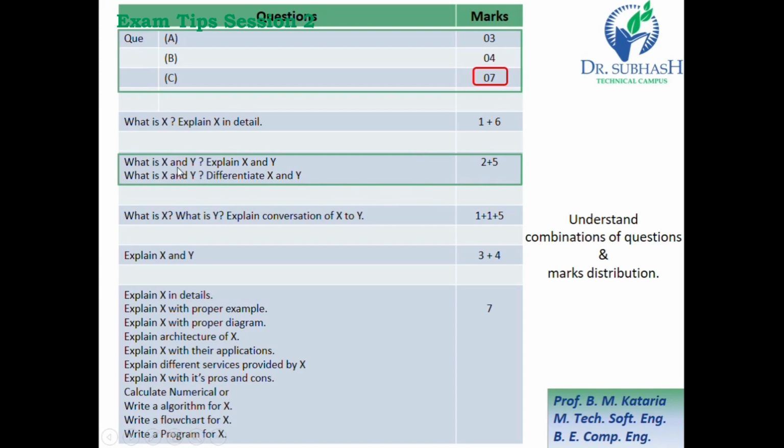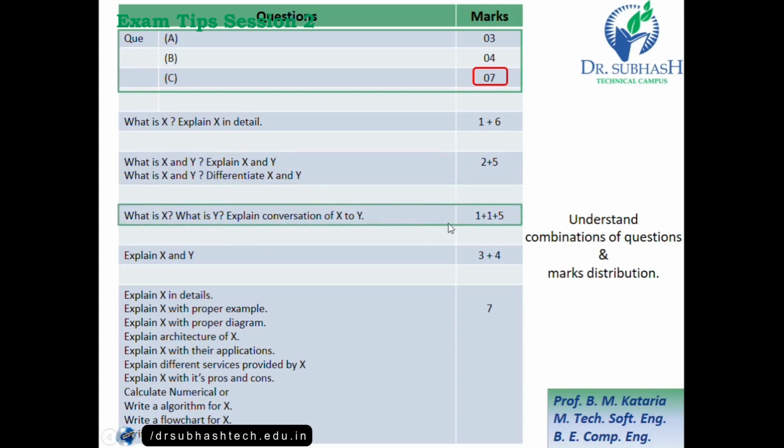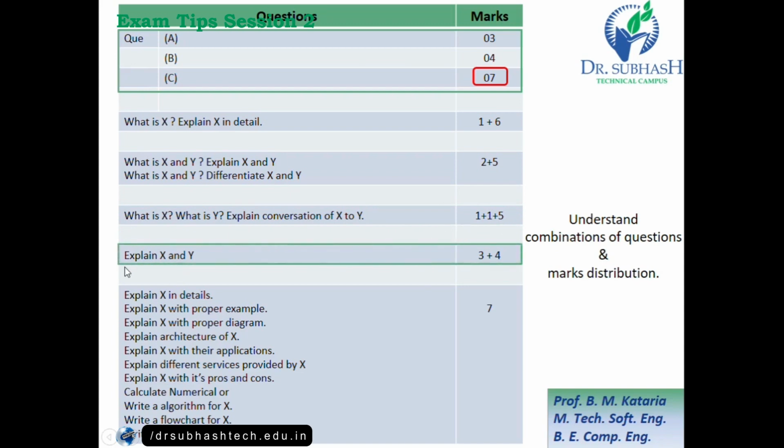It means 2 marks for the first question and 5 marks for the second question. Somewhere that 2 plus 5 combination also arrives as 1 plus 1 plus 5. It means the first question is divided into 2 questions, like what is x and what is y, and then there is an explanation, or it could be functions, properties, applications and so on. So it is a combination of 1 plus 1 plus 5. Next, there is explain x and y.